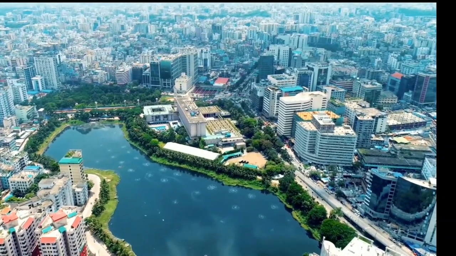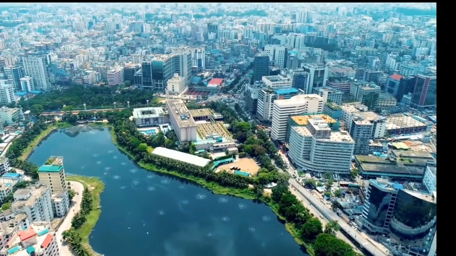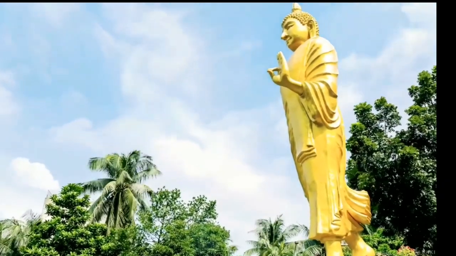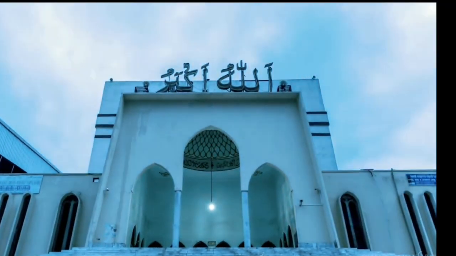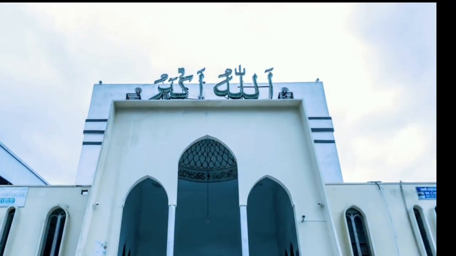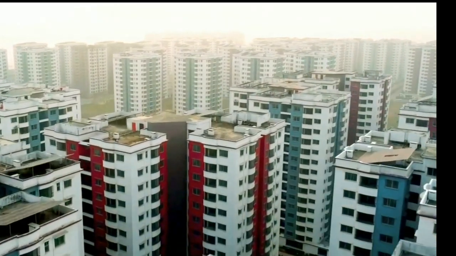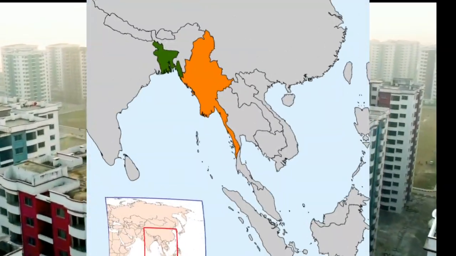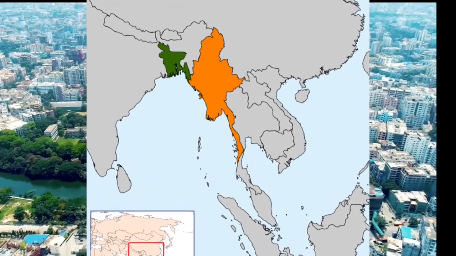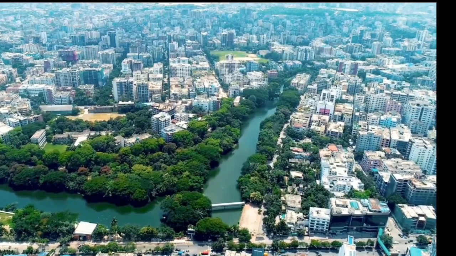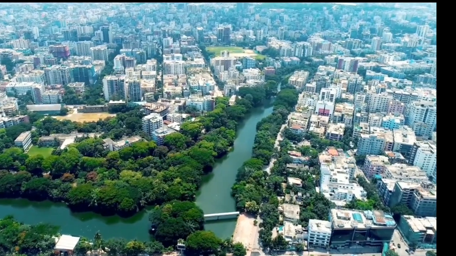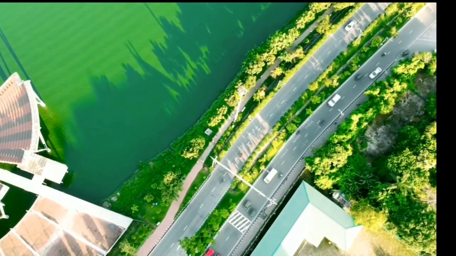The land of Bangladesh. Physical features of Bangladesh. Bangladesh is bordered by the Indian states of West Bengal to the west and north, Assam to the north, Meghalaya to the north and northeast, and Tripura and Mizoram to the east. To the southeast, it shares a boundary with Myanmar, Burma. The southern part of Bangladesh opens into the Bay of Bengal.